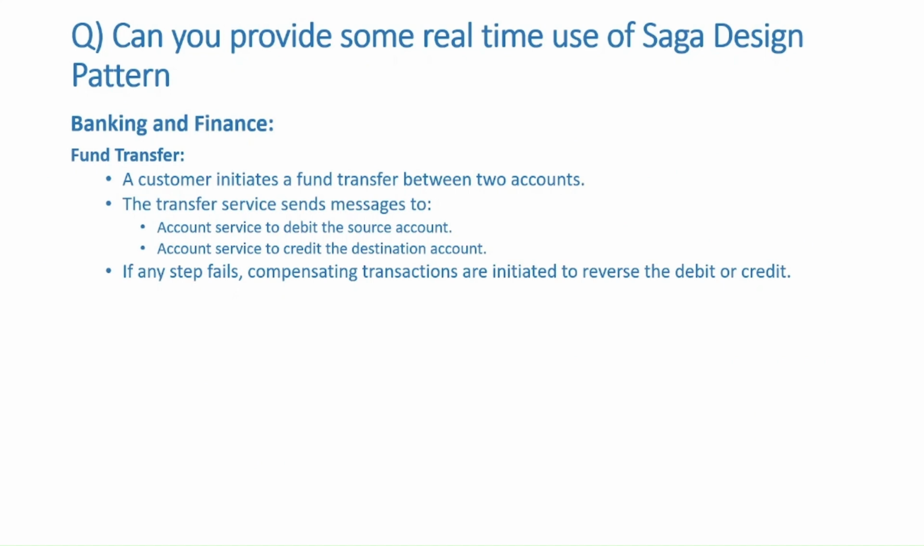Next question is, can you provide some real-time use of the Saga design pattern? So the Saga design pattern can be used in banking and finance for fund transfer. Suppose that a customer initiates a fund transfer between two accounts. The transfer service sends a message to the account service to debit the source account and to credit the destination account. So from one account, the money would be debited, and in the other account, the money would be credited. But in between, if any step fails, compensation transactions are initiated to reverse the debit or credit.